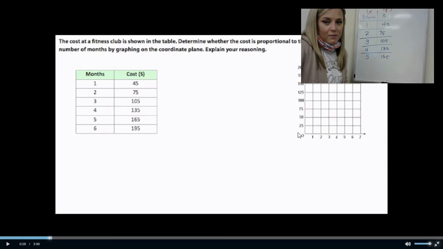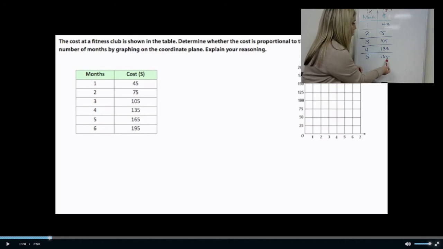But if I drag my mouse through it, I can see, it doesn't look like it's going through 0 to me at this point. So it's looking like it's going to be non-proportional. It looks like it's going to be a straight line, but it's probably not going to be proportional. So what we need to do is look at the information that is given, okay?